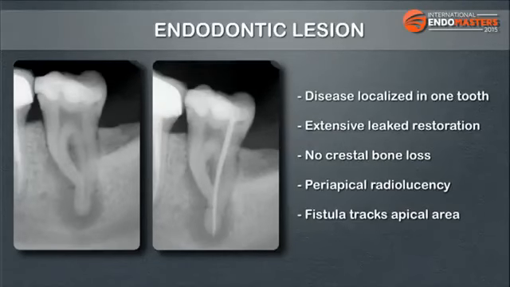Endodontic lesion. These two periapicals represent the typical radiographic presentation of a lesion of endodontic origin. Disease is only localized in one tooth. There is a portal of entry for bacteria to the pulp space through an extensive leaking restoration. There is no crestal bone loss but a periapical radiolucency, and fistula tracks to the apical area.